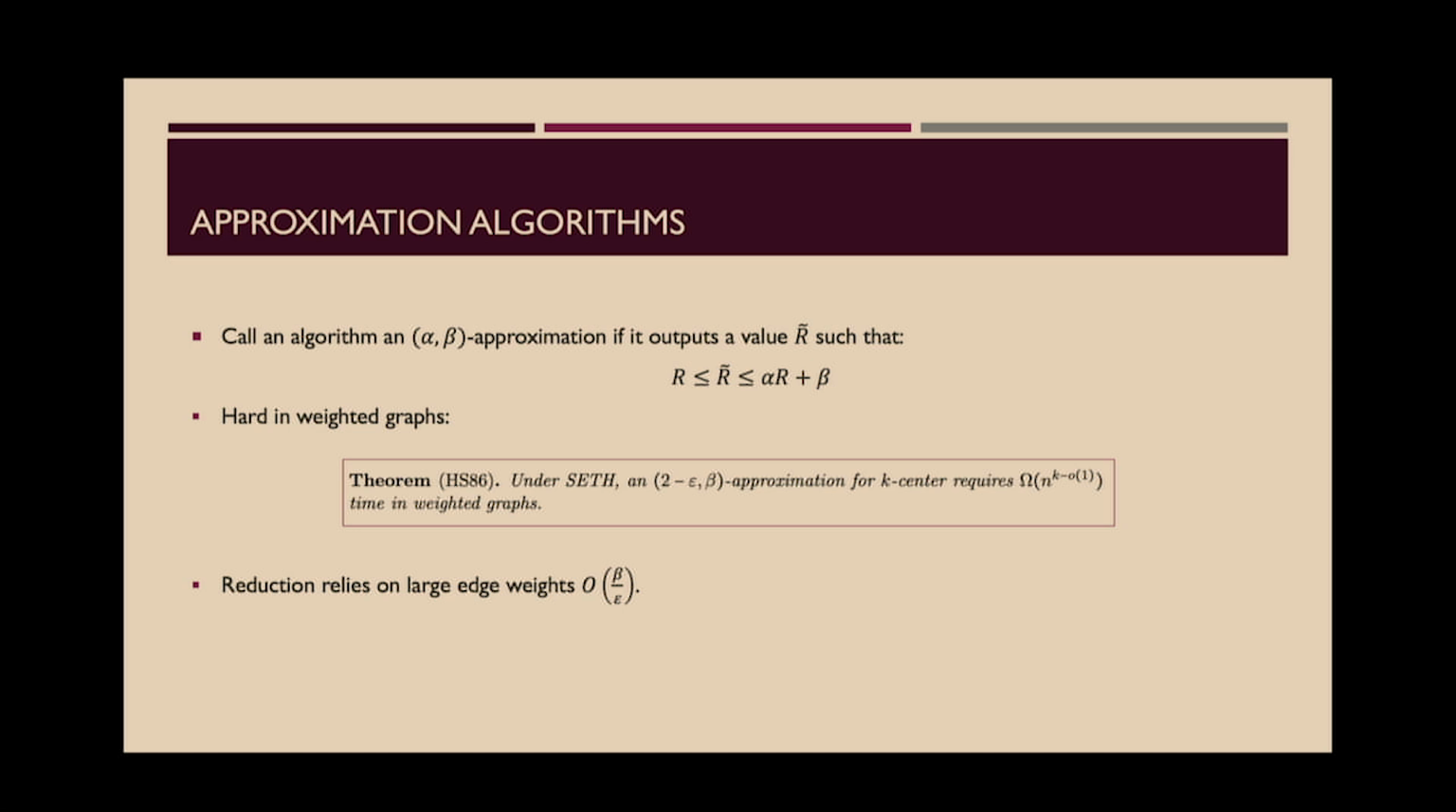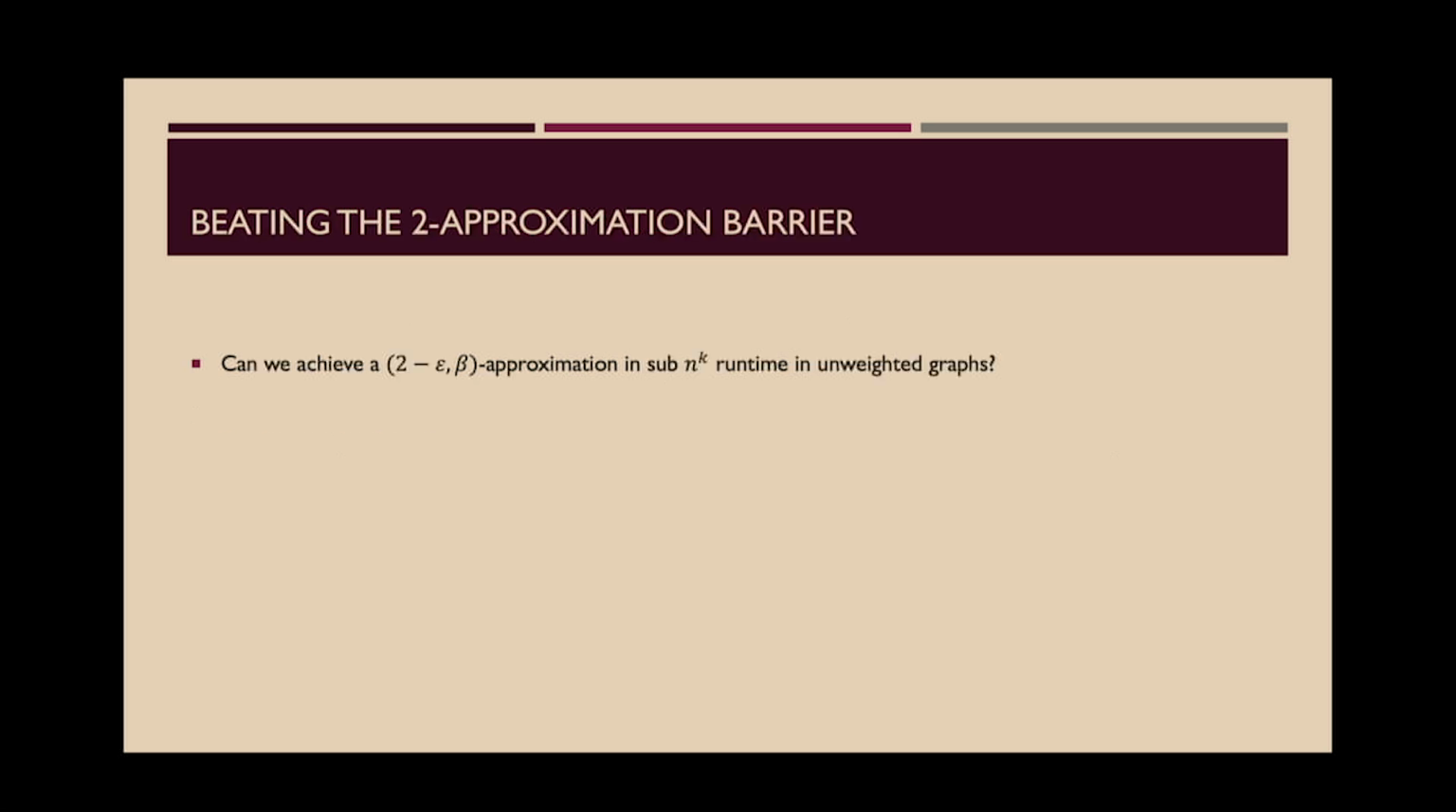So what if we don't want to do that? What if we don't let the edge weights scale up with our error? Can we achieve a 2 minus epsilon approximation with a small additive error faster than n to the k time in, say, unweighted graphs, where we don't allow the weights to scale at all? The answer is yes, and I won't go too much into it. I'll just give a little motivation on where this problem is different and why now that we allow additive errors, we can do a little bit more.